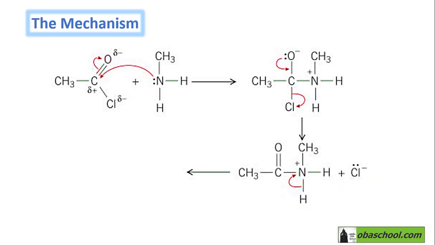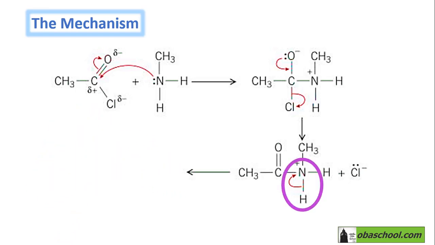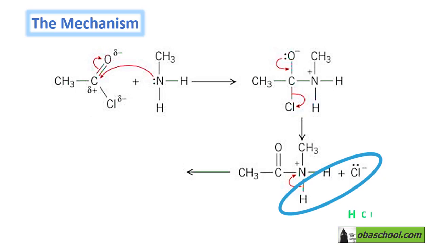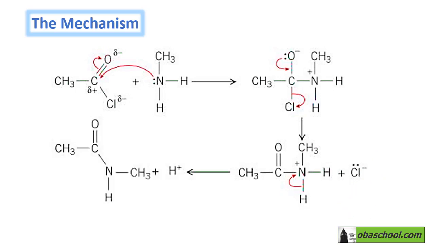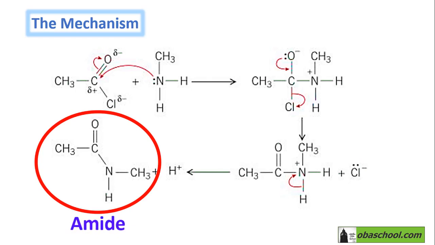Now, what will happen in the final step? The nitrogen will lose one of its protons, and this proton that is lost will go and attach to the Cl, so we will get HCl. So the nitrogen will lose one of its protons as H+. This H+ will go and attach to the Cl- and will form HCl, and we will get our final product, which is the amide.